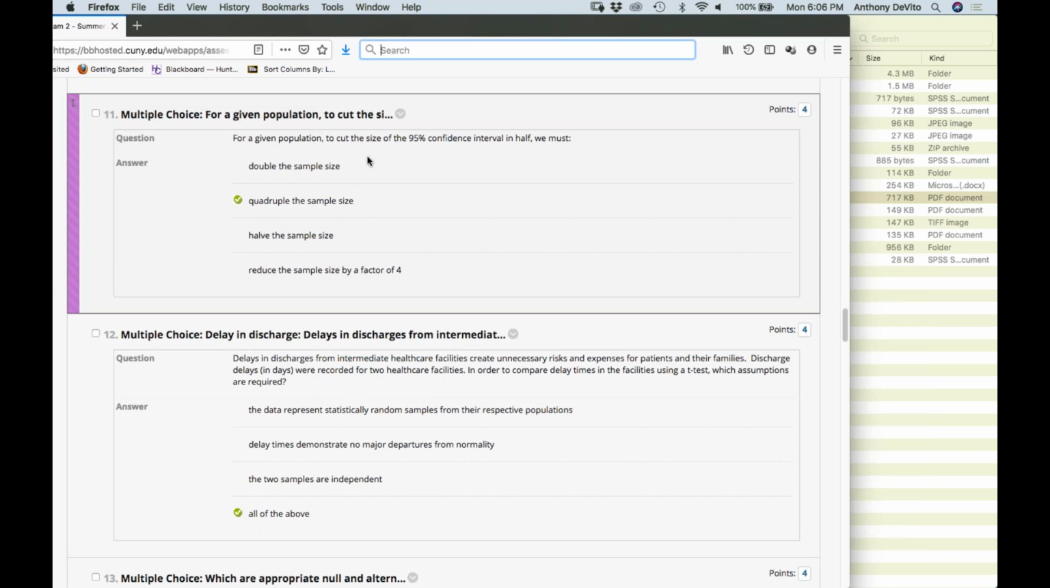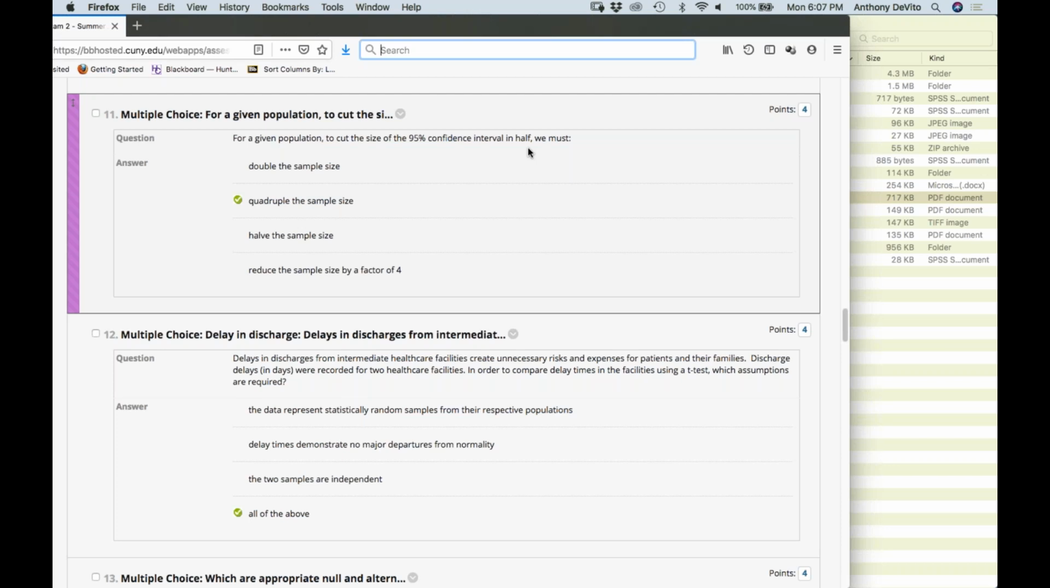Okay, for a given population, to cut the size of the 95% confidence interval in half, what do we need to do? Well, what reduces the confidence interval? The sample size, that margin of error. So in order to cut it in half, we have to increase the sample size. Now, if the standard error was only equal to sigma over n, then all we had to do was divide the sample size in half. But it's sigma over the square root of n.